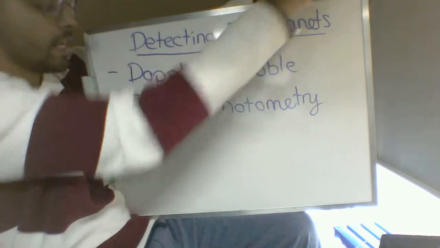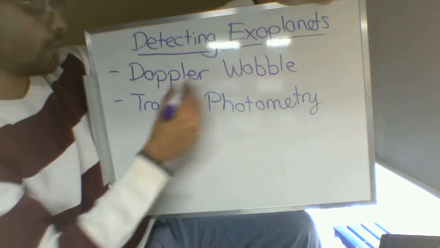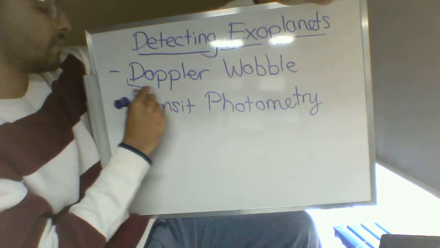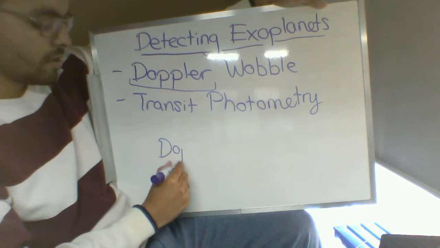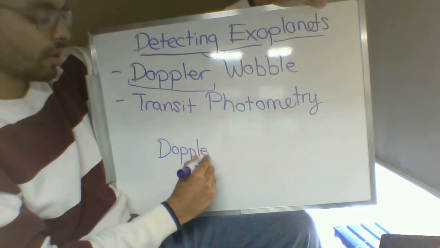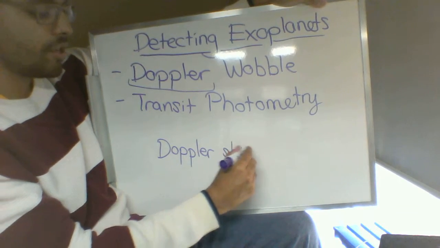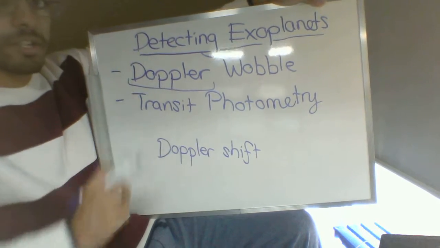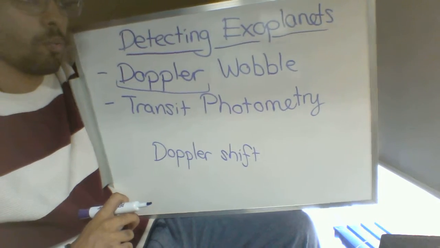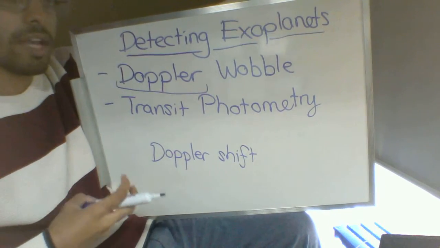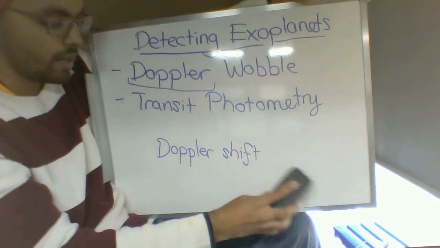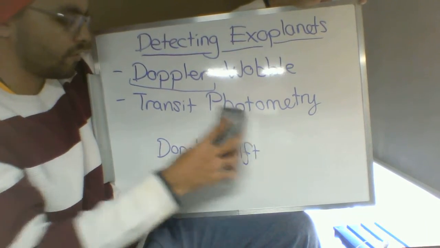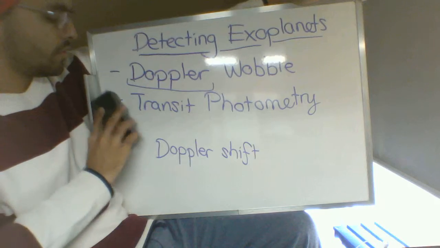Now, hopefully you've heard of the word wobble, but you may recognize the other word from something else. You may not, but that's okay. There's something in physics called the Doppler shift, and you can experience this with waves. You can experience this with light, you can experience this with sound, for instance. And basically what it is, so the Doppler shift, I'm going to erase transit photometry.